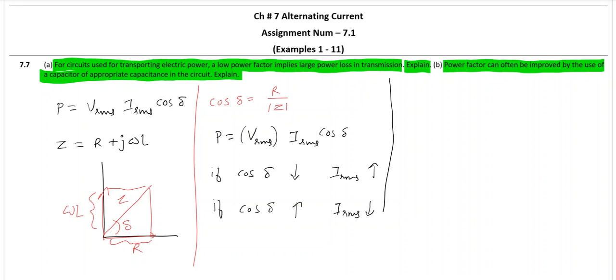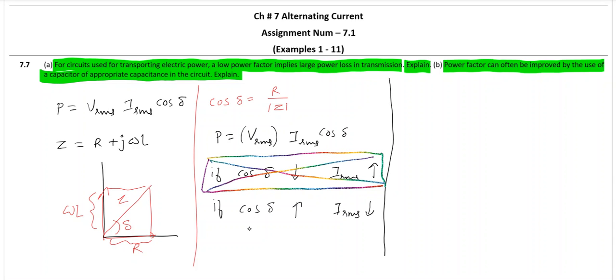Now, which is the better choice, to allow more current to pass through the wire or less current? If you choose more current to pass through the wire, then transmission loss will increase. So this is not an advisable option. And then what you are left with is this: try to make cos delta 1. Now how to make cos delta 1? For that I need delta to be 0.